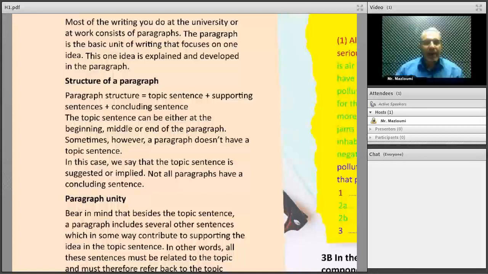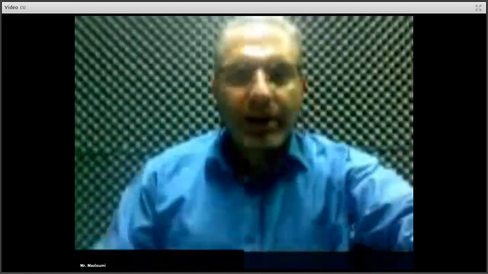So, everyone, to put it in a nutshell, topic sentence means the most important sentence in a paragraph. What a paragraph is about. Okay, the most important sentence in a paragraph. It is usually the first sentence. Of course, it can be in the middle, or just at the end of a paragraph, and sometimes there is just no topic sentence.